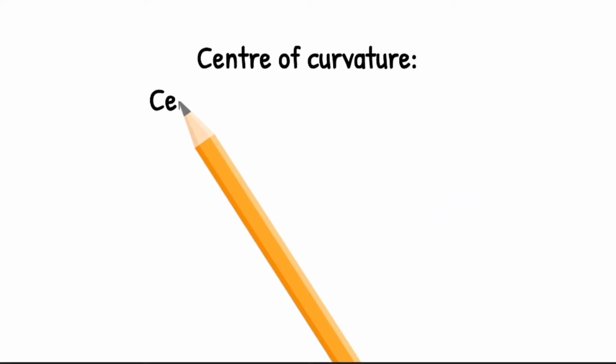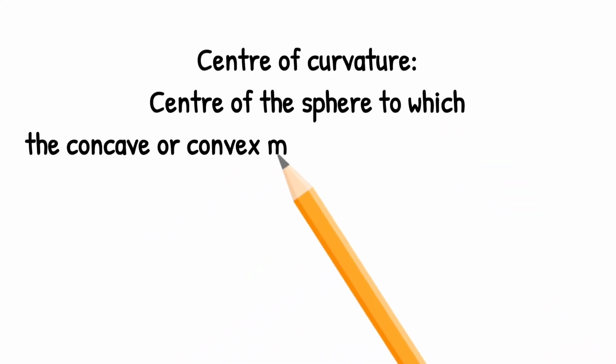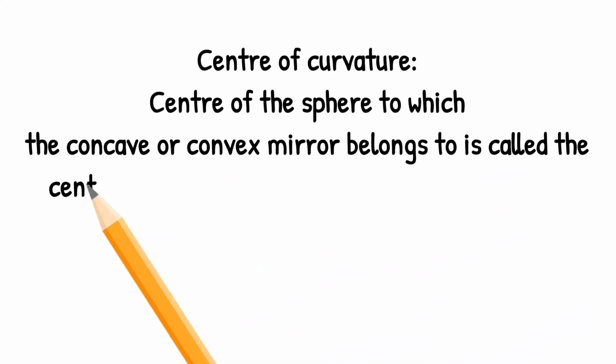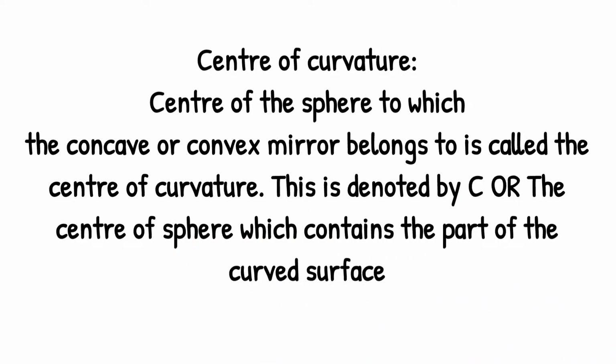So our next definition is center of curvature. So what is the center of curvature? So center of the sphere to which the concave or convex mirror belongs to is called the center of curvature, and it is denoted by capital C. Okay, so here you can see this in the diagram.